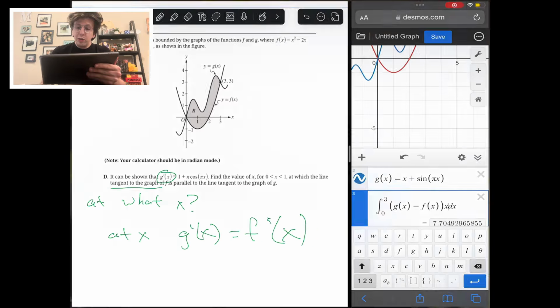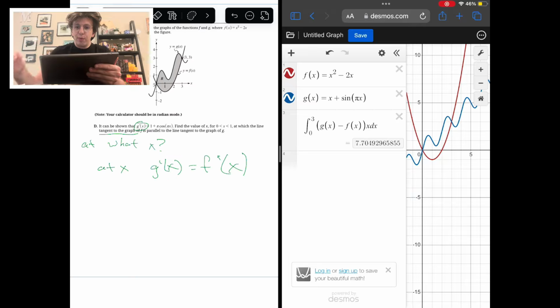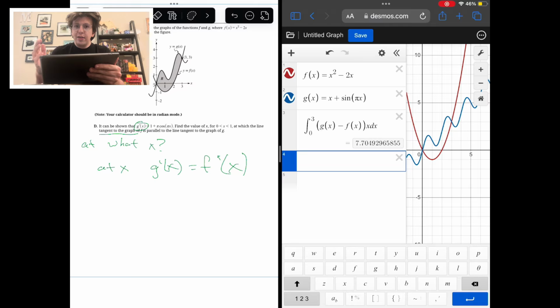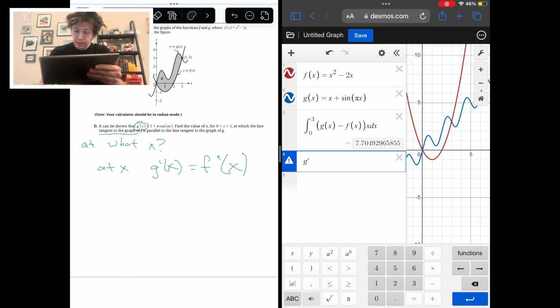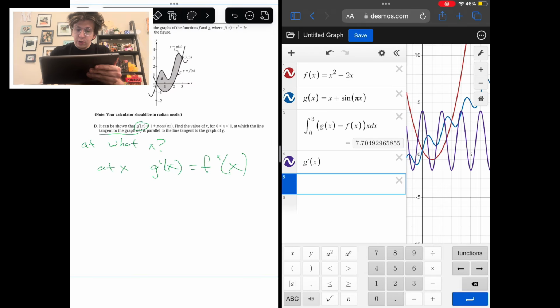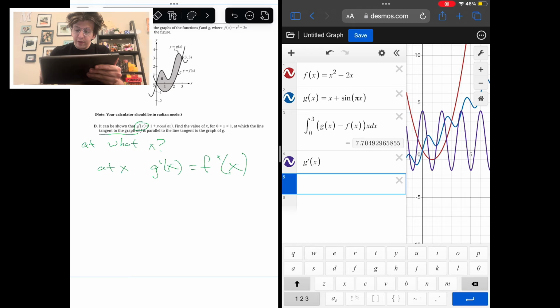So what we're going to do is graph g prime and f prime into my Desmos calculator and say, when are they intersecting? So let's do that. So g prime of x, we got that function graphed, and let's graph f prime of x.